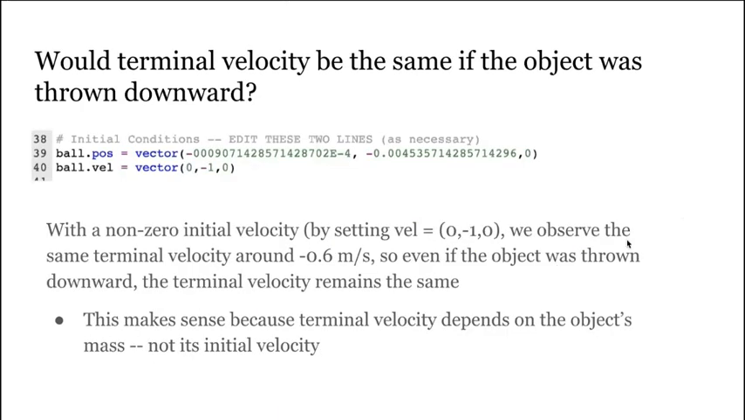So if we set the initial velocity to <0, -1, 0> to represent an object being thrown downward, we will actually still observe the same terminal velocity as when the initial velocity was just 0. And this is because terminal velocity does not depend on initial velocity, but rather on the object's mass. So it makes sense that terminal velocity is still the same.